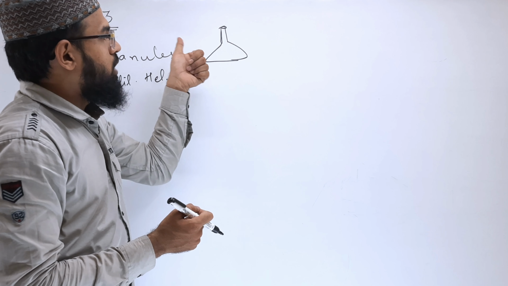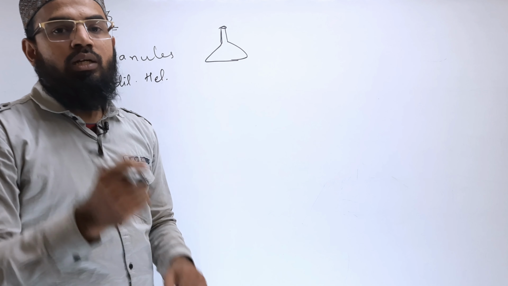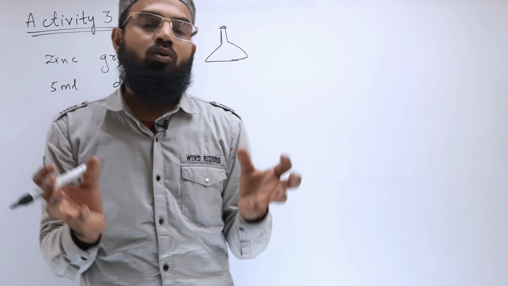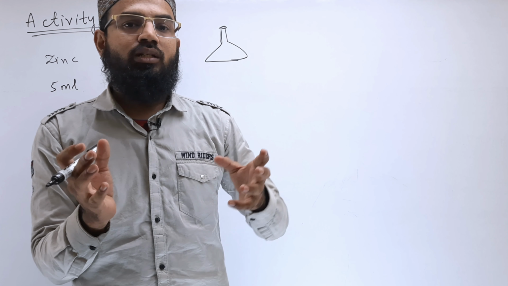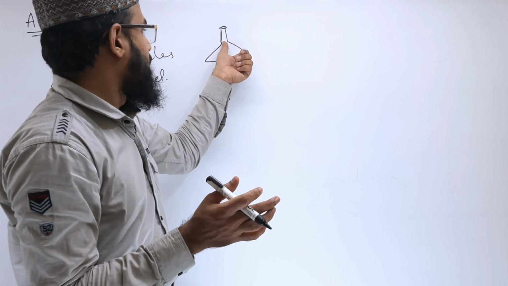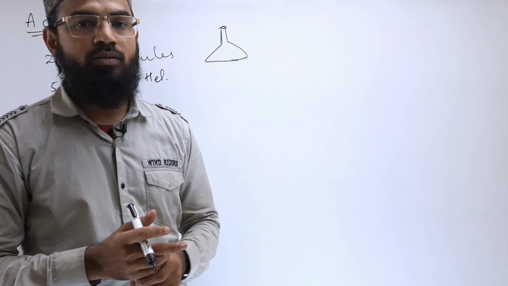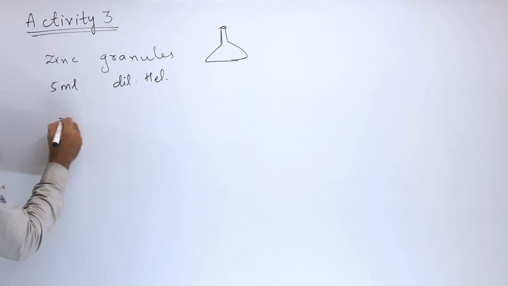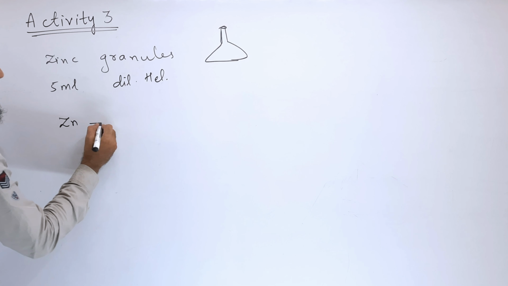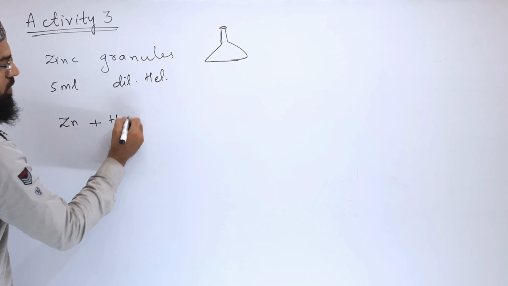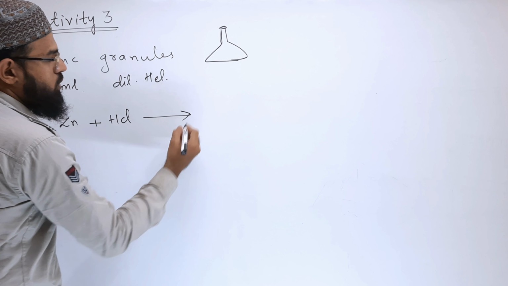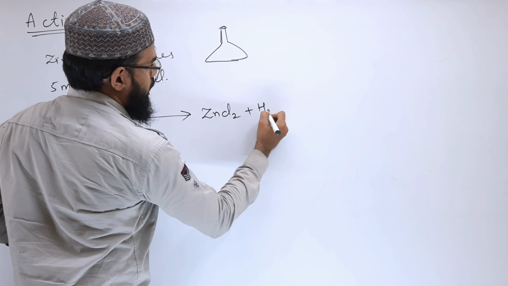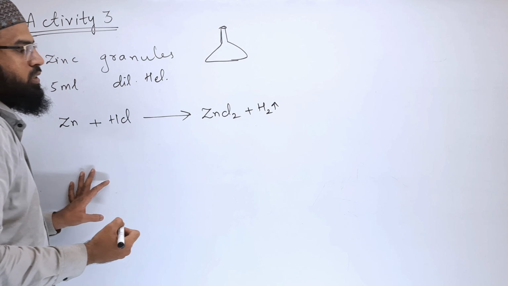When we bring it near the mouth of the conical flask, the matchstick puts off with a pop sound. That indicates that the gas evolving is hydrogen gas. And the reaction will be like this: Zn reacts with HCl to give ZnCl2 plus H2. This is a gas.